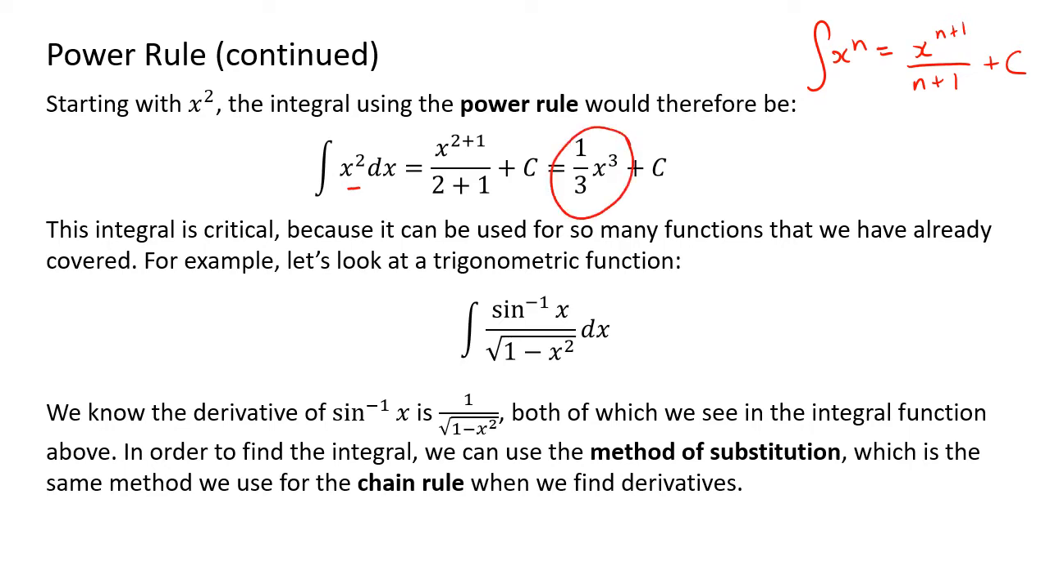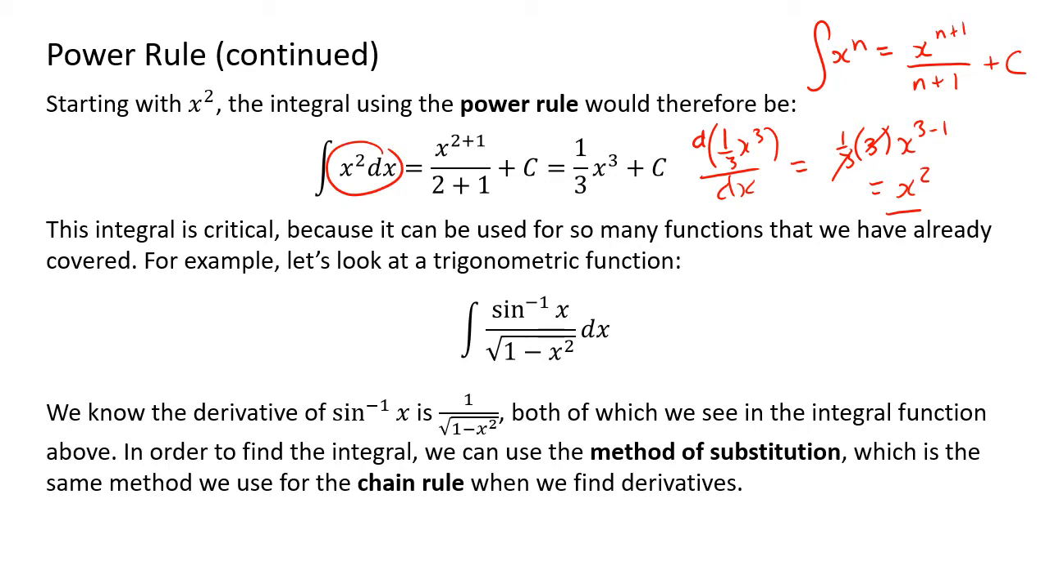plus a constant. The reason for this number in the denominator is because, remember, every time you take an integral, you can always check whether your integral is correct by taking the corresponding derivative of it. So if we take the derivative of 1/3 x cubed, we get 1/3 times 3x to the 3 minus 1, which the 3's cancel, and we're left with x squared. So we know that it's correct because we get the same value that's sitting here in the integral.